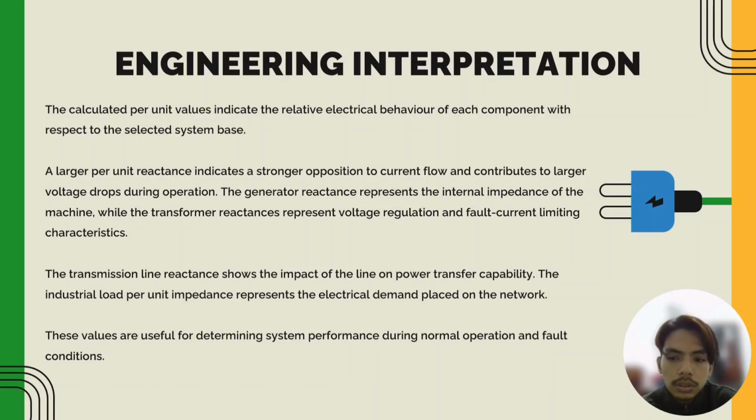The generator reactance represents the internal impedance of the machine, while the transformer reactance represents voltage regulation and fault current limiting characteristics. The transmission line reactance shows the impact of the line on the power transfer capability. The industrial load per unit impedance represents the electrical demand placed on the network. These values are useful for determining system performance during normal operation and fault conditions.